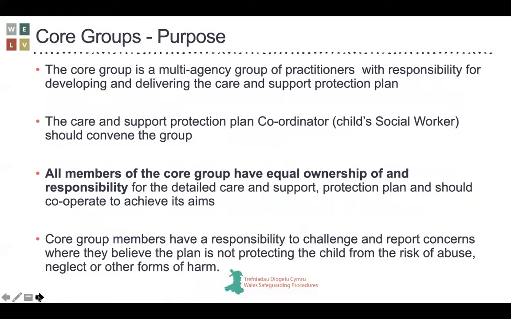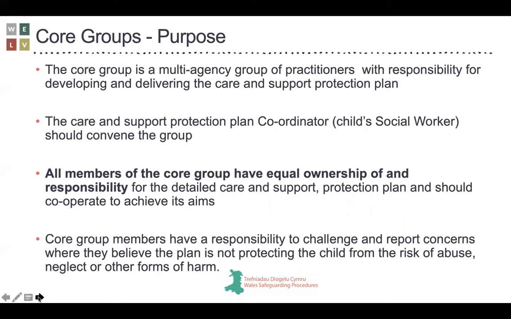As was described in the video for section 3, part 2, for all children placed on the register and who have a care and support protection plan in place, there will be a core group, which is the multi-agency group of practitioners who have the responsibility for developing and delivering the care and support protection plan.